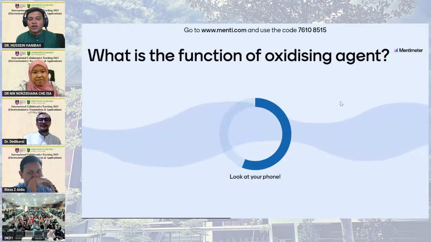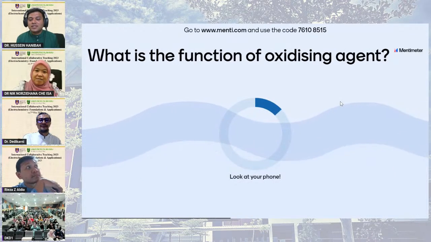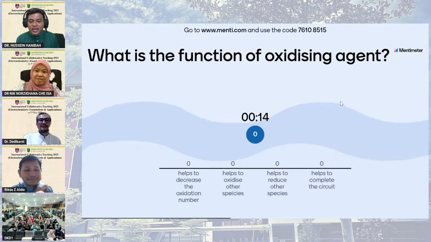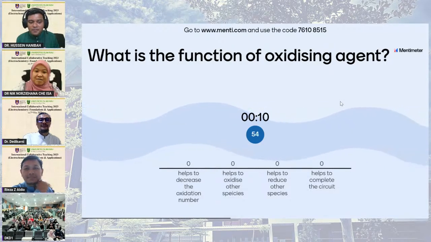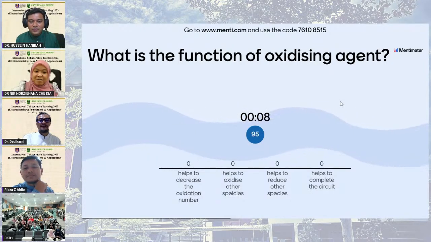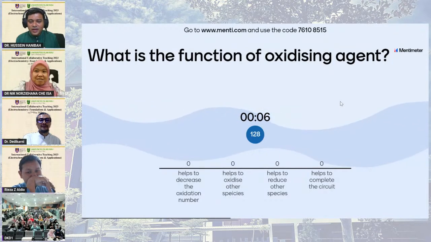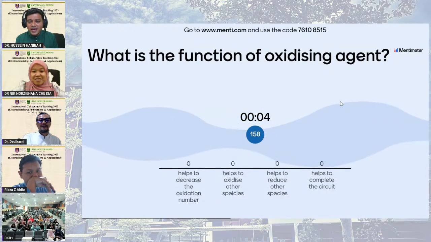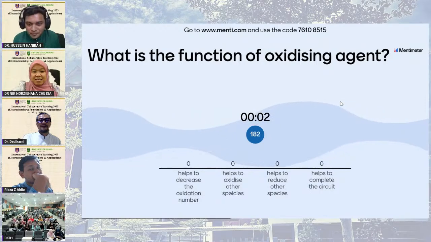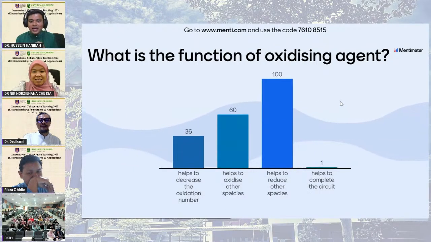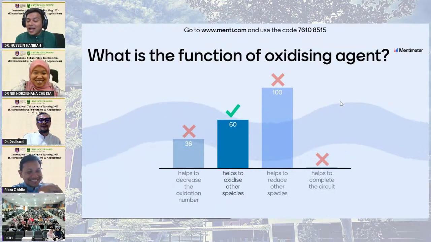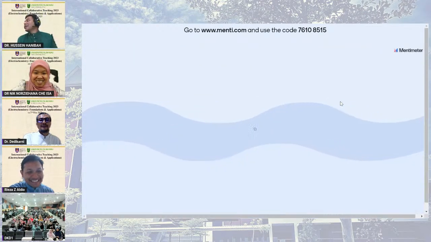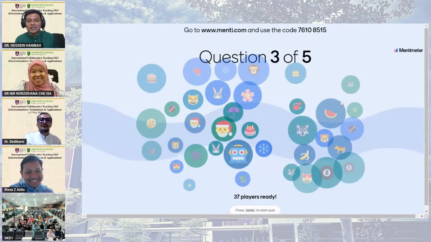Okay, what is the function of an oxidizing agent? Oxidizing agent. Get ready. You have 50 seconds. Go. Hurry up. We have less than 5 seconds. And end. So very good. The right answer is: helps to oxidize other species. Very good. So the third one.